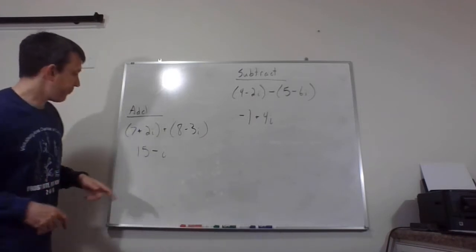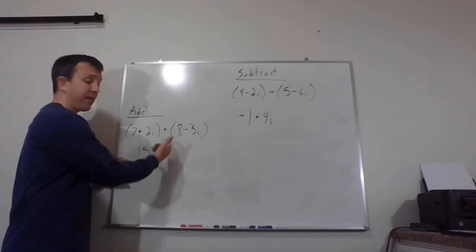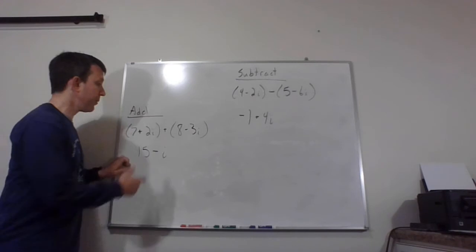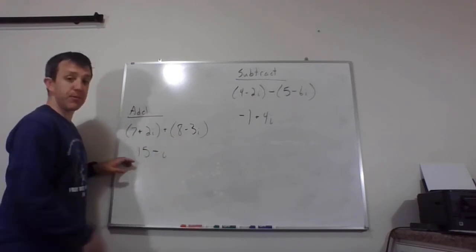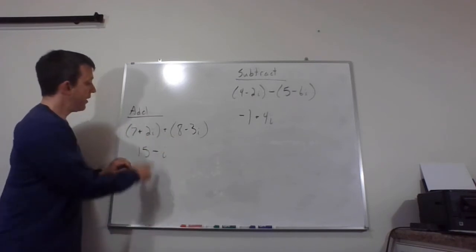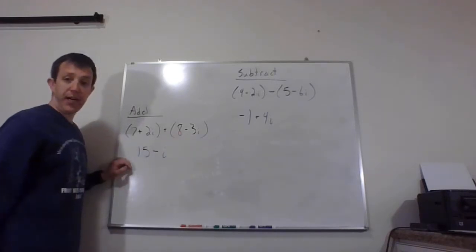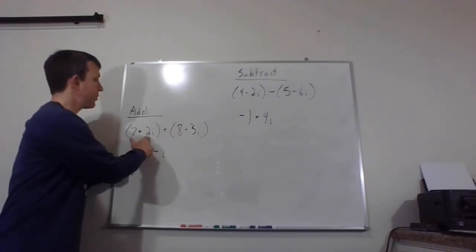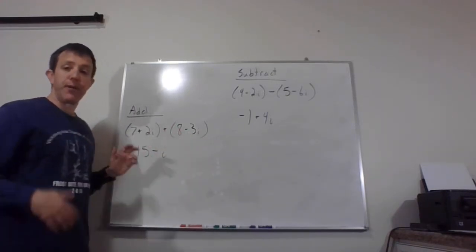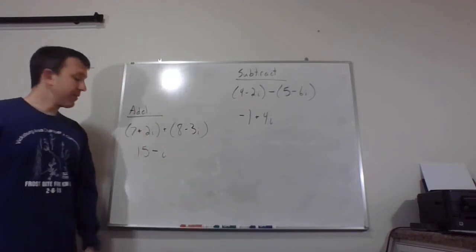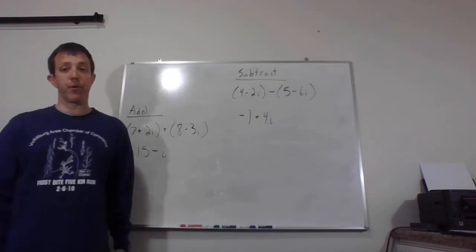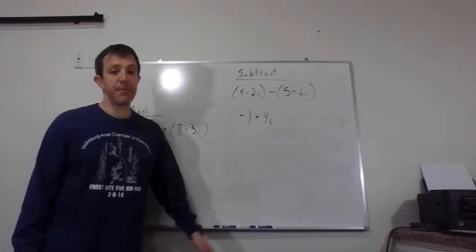That would be bad. So I just add the pieces that are the same, just like you would if i was a variable. 7 and 8 are like terms, so 7 plus 8 gives me 15. 2i and minus 3i are like terms, so I add those. 2 and -3 gives me -1, so I get -i. And there we go, there's my answer, 15 minus i.